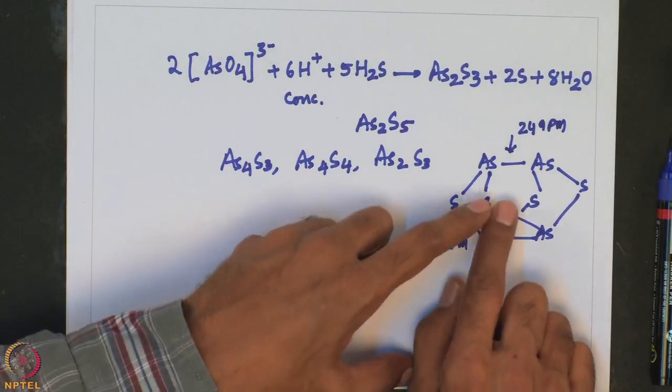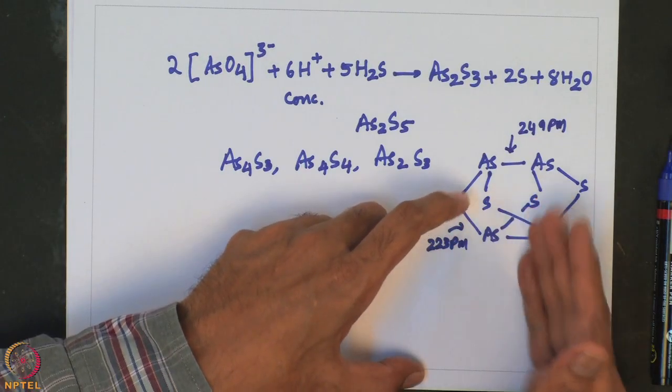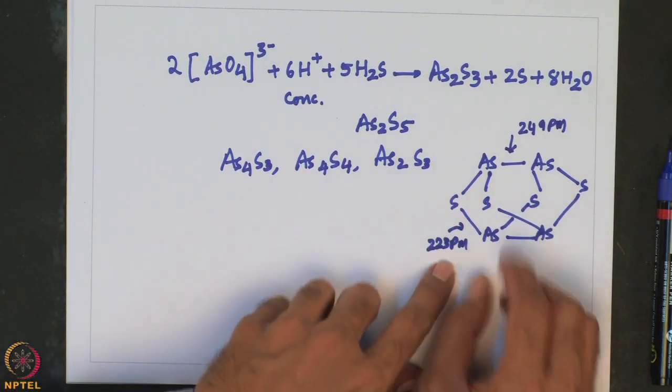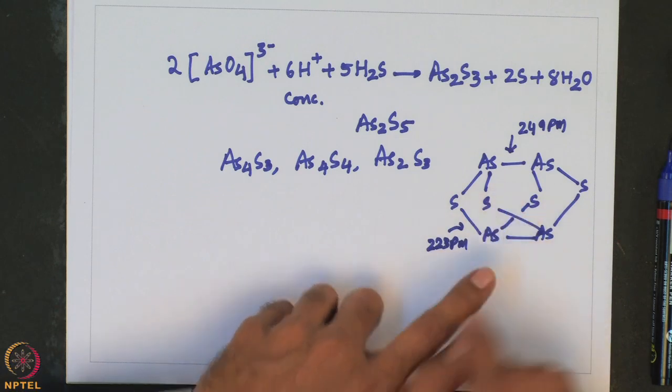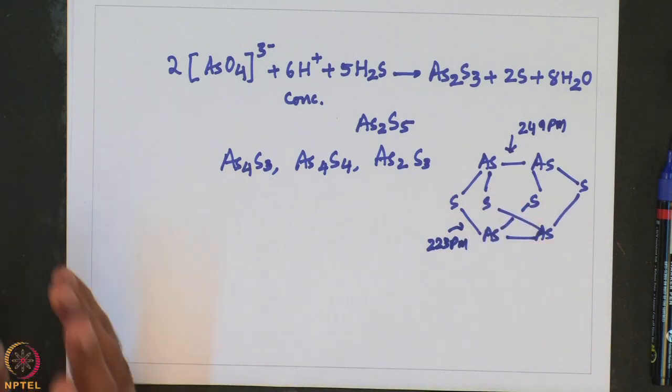This view of the cage allows a comparison with S4N4. Of course, S4N4 is very similar in structure to As4S4. The only well characterized binary sulfide of antimony is the naturally occurring ore stibnite, that is Sb2S3.